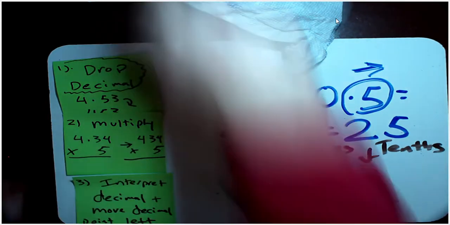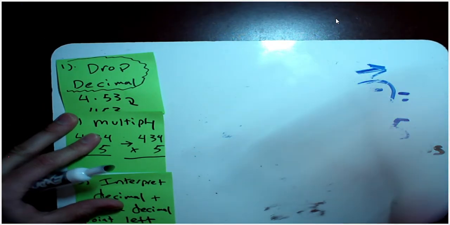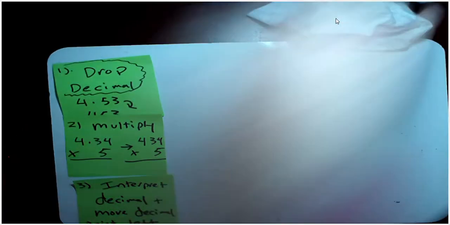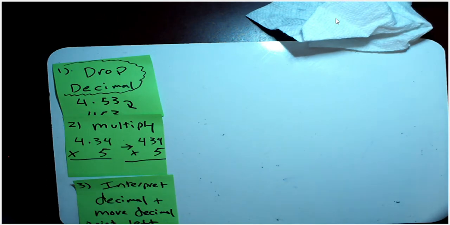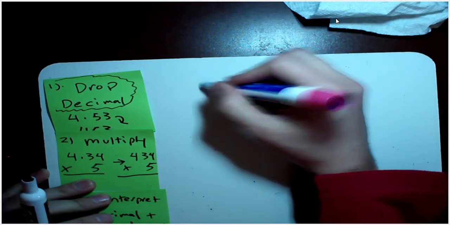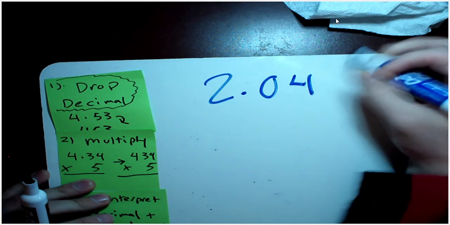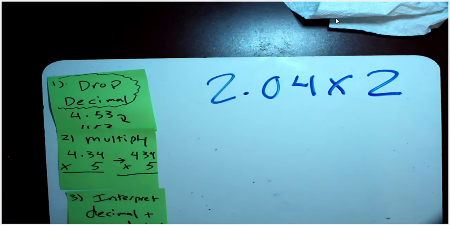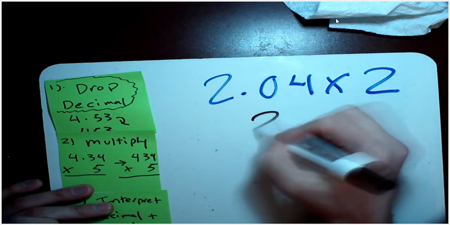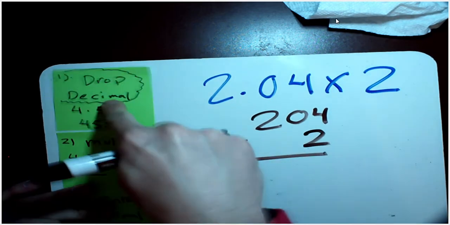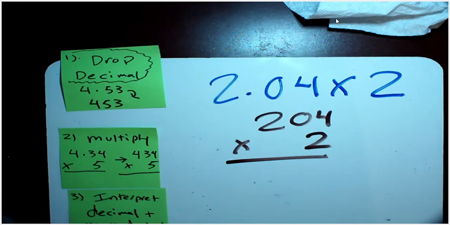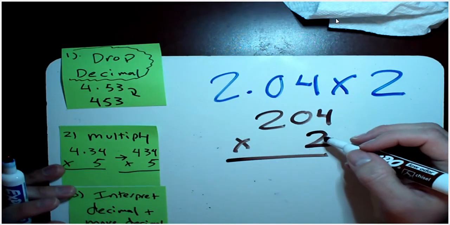Let's try this process with a more complicated problem because that's how math works. Let's look at 2 and 4 hundredths times 2. So I have 2 and 4 hundredths times 2. First step, drop the decimal. So I'm rewriting that as 204 times 2. Step 1, done. Step 2, multiply. You can use any algorithm you want. I like partial products. You know that about me.